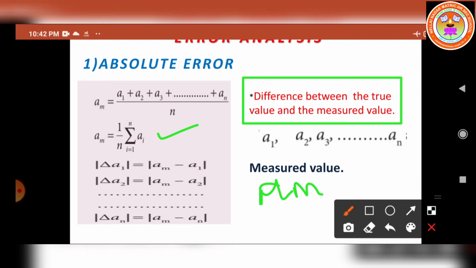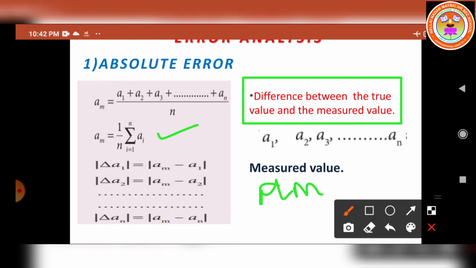And similarly we can write the second measured value. So modulus delta A2 is equal to modulus A suffix m minus A2. Up to, we can write modulus delta A suffix n, up to n number of values, is equal to modulus of A suffix m minus A suffix n. So this is the formula for absolute error.